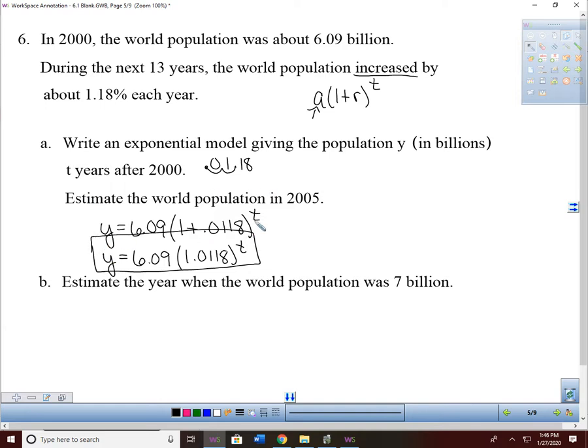Then it says estimate the world population in 2005. Well, remember, t represents the years after 2000, so that means t would have to be 5 because 2005 is 5 years since 2000. So I'm literally just going to take 5 and plug it in for t. So I have y equals 6.09 times 1.0118 to the 5th power, which is going to give you about 6.5, and we are in billions.